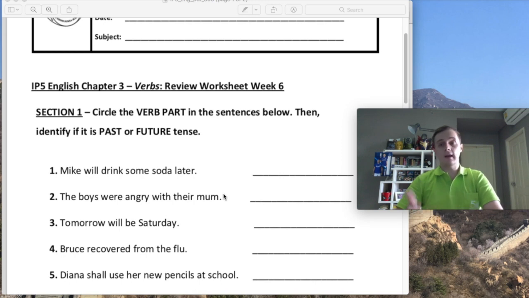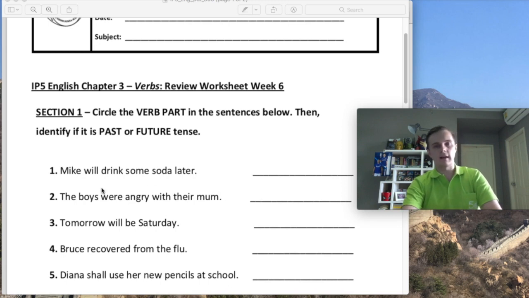When I say verb part, if we have a past tense verb, it's going to be one word ending in ed or ied. That's easy, you just circle that one word. In the future tense, you're going to have either will or shall before the verb. That means I want you to circle two words. The word will or shall as well as the verb.